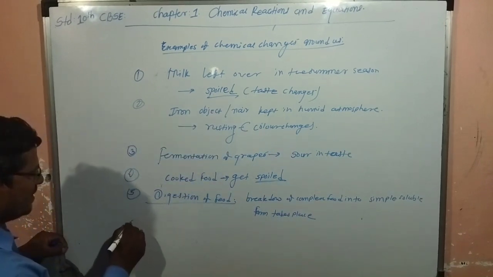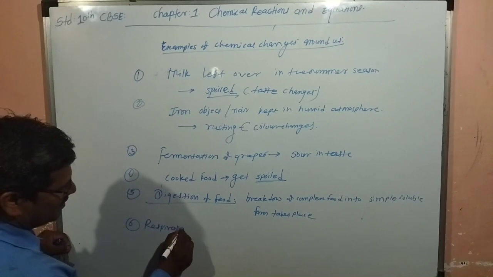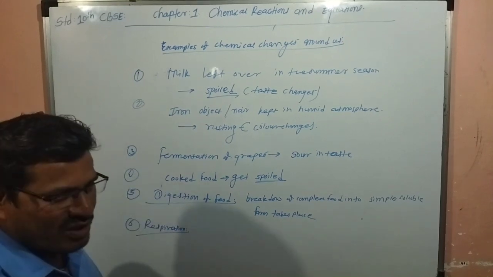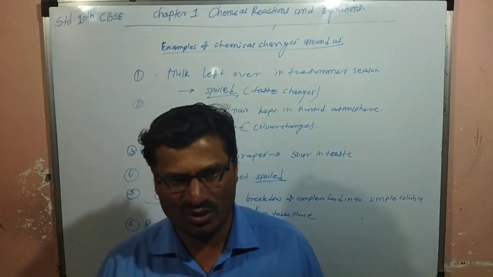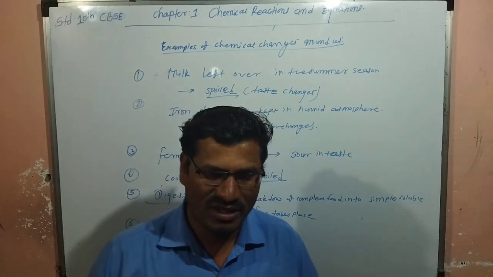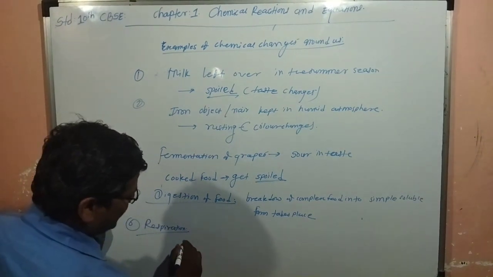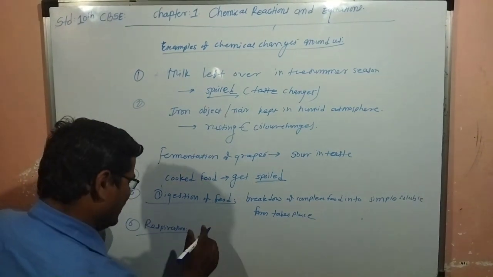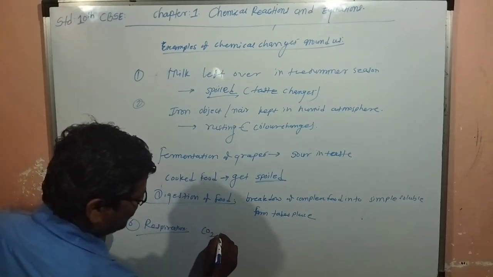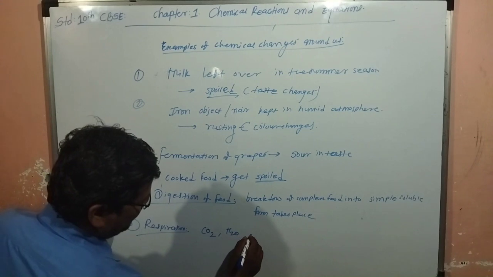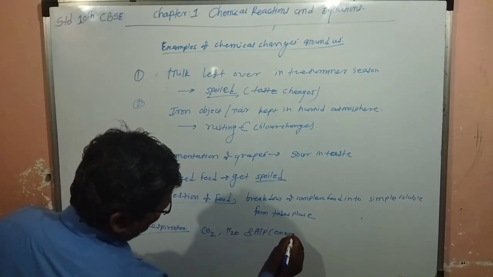The next thing is respiration. In that respiration, what happens? So glucose is oxidized, and that glucose is converted to CO2 plus H2O plus ATP. Energy molecule is produced. So during respiration, new substances are formed, like CO2 is given out, H2O is formed, and ATP. That means energy molecule is formed.